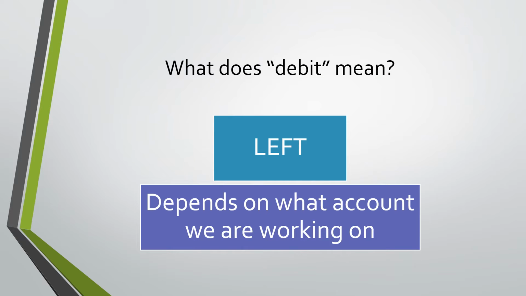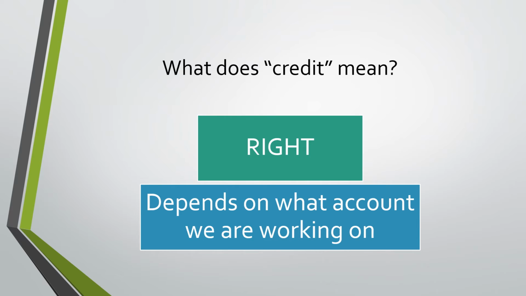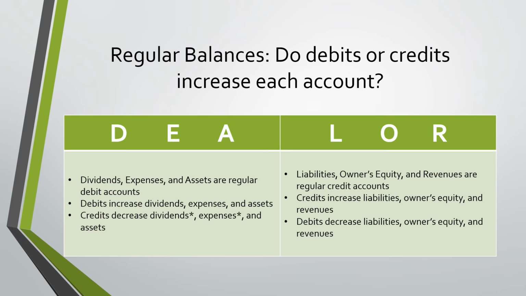What does debit mean? It means we're on the left side of the T account. It doesn't necessarily mean that we are increasing or decreasing because it depends on what account we are working on. The same goes for credit. It just means we are working on the right side of the T account. Whether it increases or decreases, again, depends on what account we are working on.